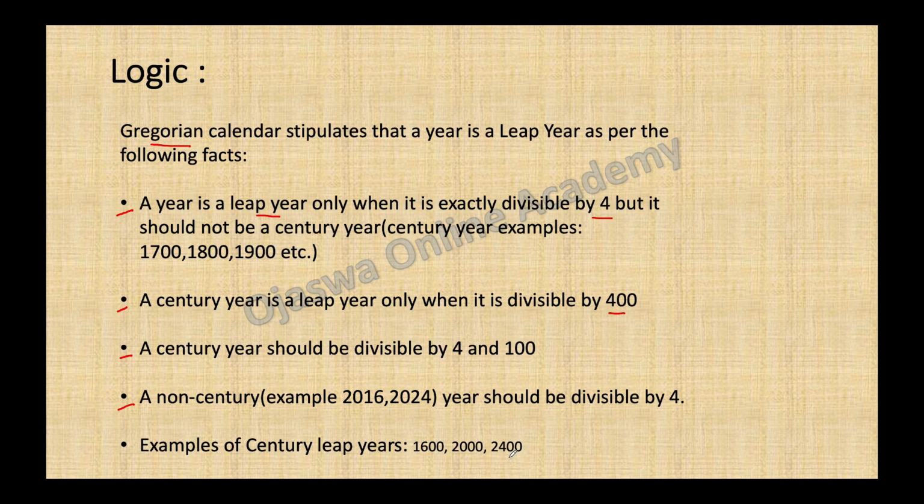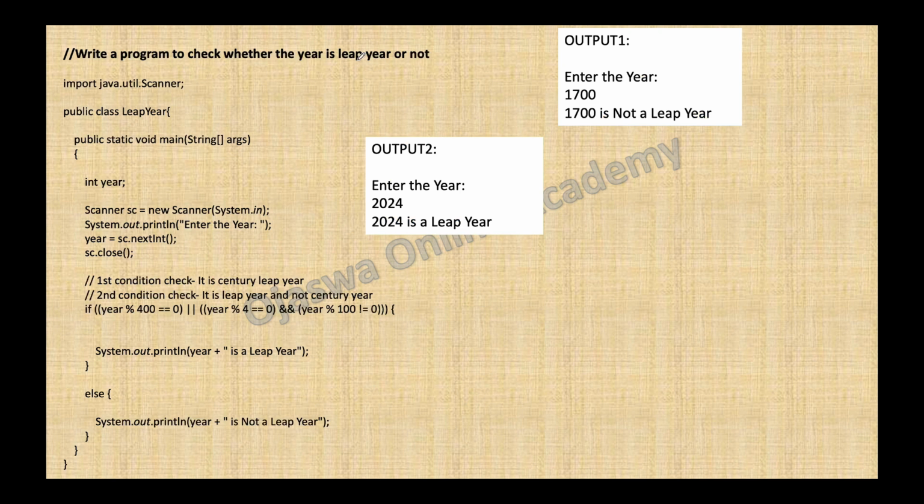Now let us convert all these facts in our logic and write a Java program. Write a program to check whether the user entered year is a leap year or not. The first statement is import java.util.Scanner. We are using Scanner class in our program. Scanner object is used to accept input from the user. Import statement tells the compiler the location of the class.